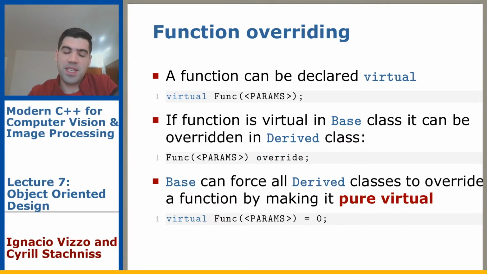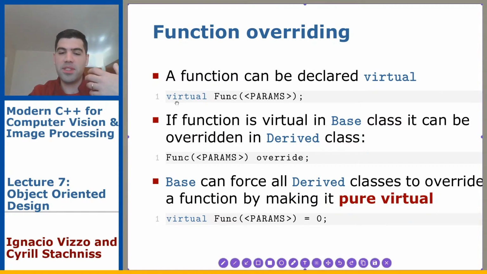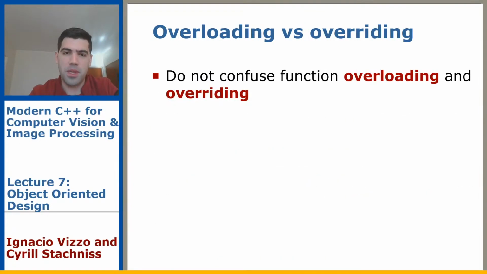And then the base class, in this case rectangle, can force all derived classes to override a function by making it pure virtual. So when you declare the function on the base class and then you use equals 0, you're forcing all the derived types at compile time to implement this function. And this is called a pure virtual function, and it has some meaning.